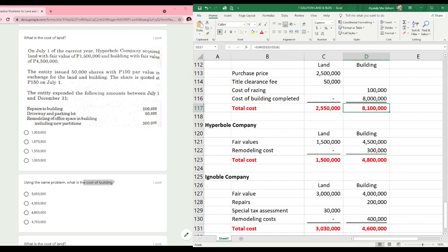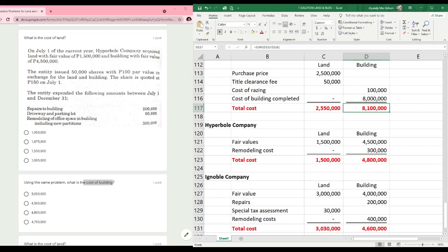Now, the entity issued 50,000 shares with 100 par value in exchange for the land and building, and the share is quoted at 150 on July 31. So, class, this is an acquisition of land and building through the issuance of share. Now, take note of the rule when issuing shares to acquire land and building. The rule is first priority, we have to measure it at its fair value. Second priority, the first priority is to measure it at the fair value of the property. Second priority, to measure it at the fair value of the shares.